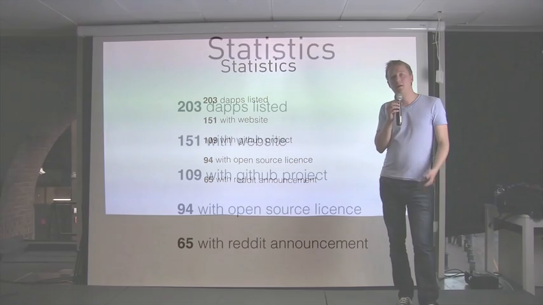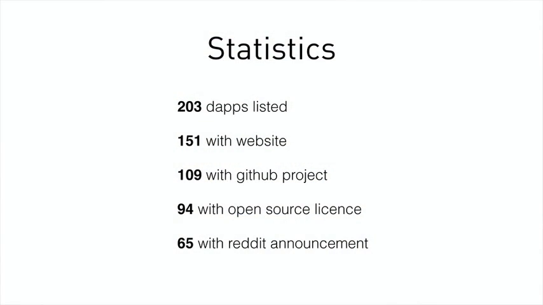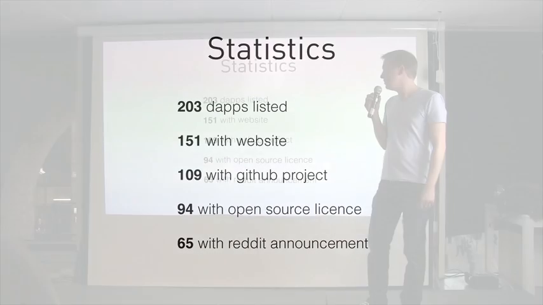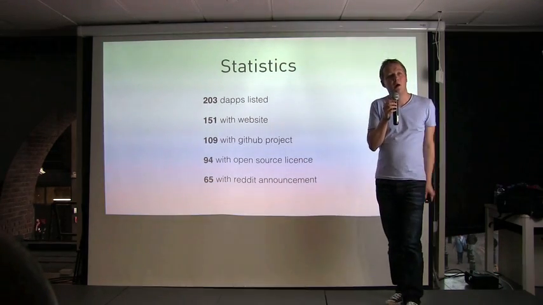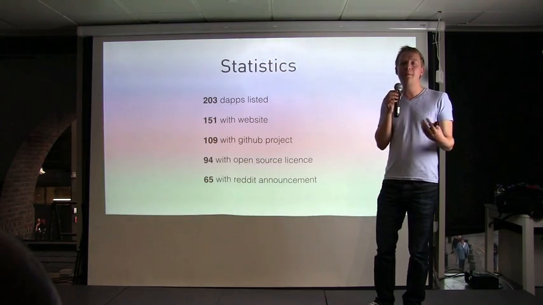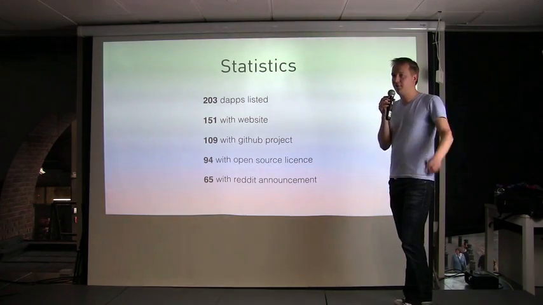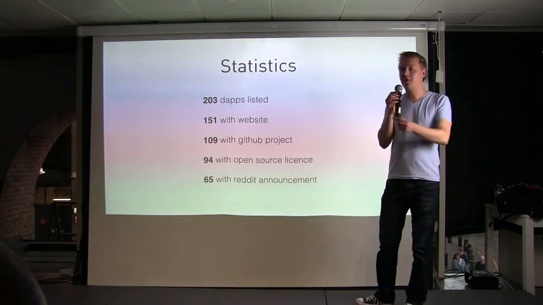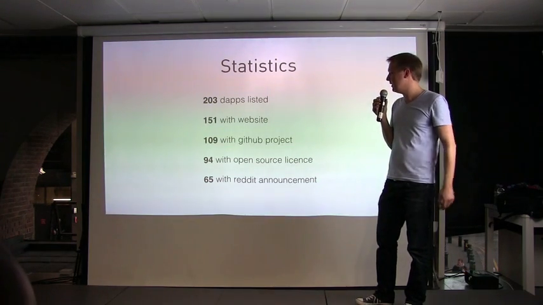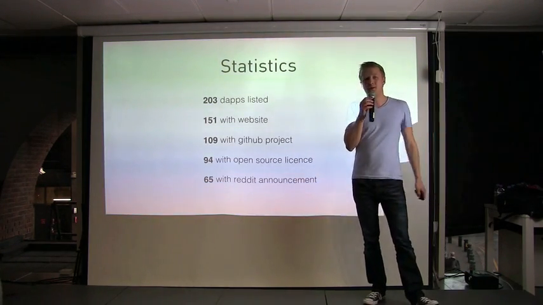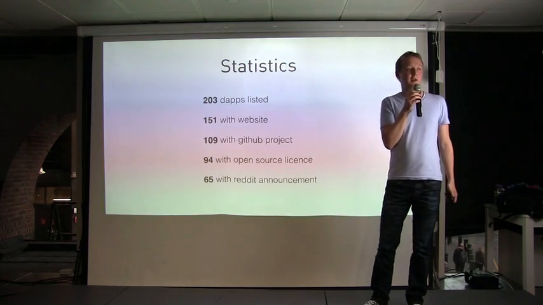As of yesterday, there are 203 dApps listed on the site. You might know Digix, Slockit, Augur, the pretty popular ones, but there are a whole lot more that you have never heard about. More than 200 others that you haven't seen before. Of those 203, 151 have their own website of some sort. A lot of them are pretty ugly, but other ones have all kinds of fancy white papers, so quite a range, but quite a lot of content out there. And more than 100 have their own GitHub project repository.